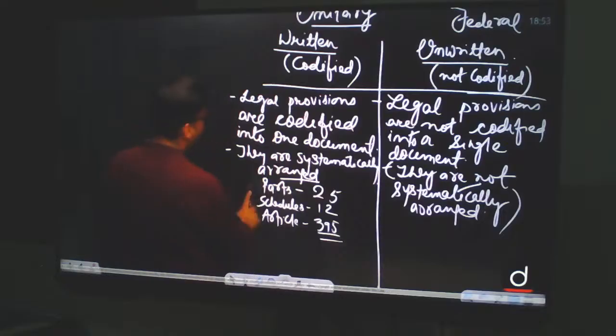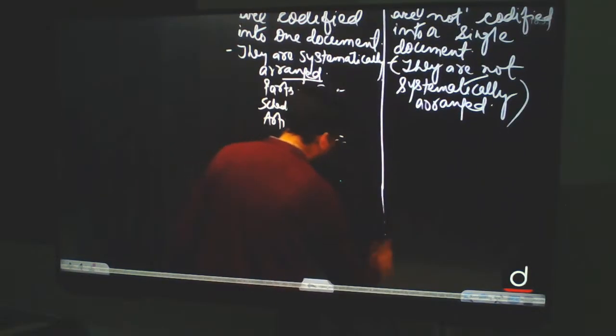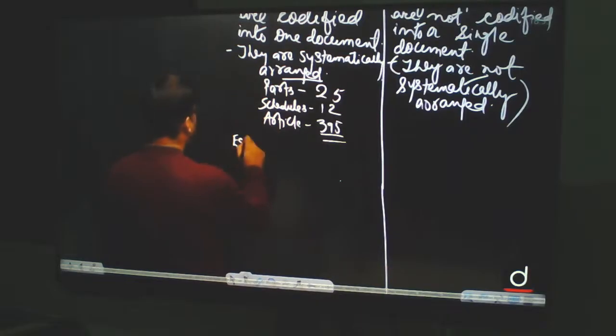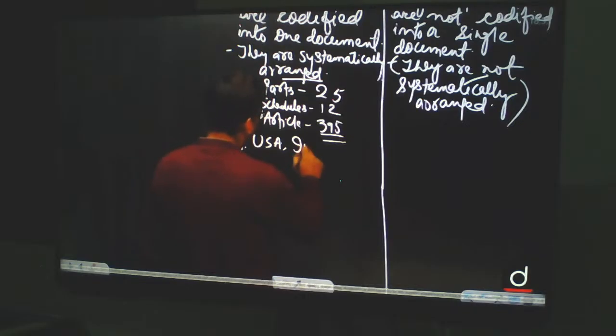so USA is that classical written constitution model. भारत भी written constitution में आएगा. उसके एग्जाम्पल में हम कह सकते हैं USA, the first written constitution of the modern world, and then India.